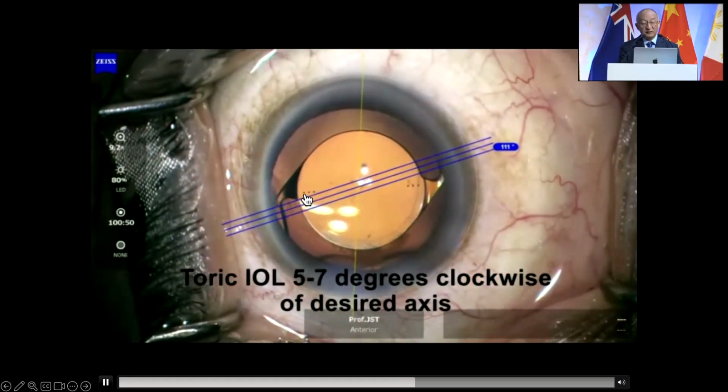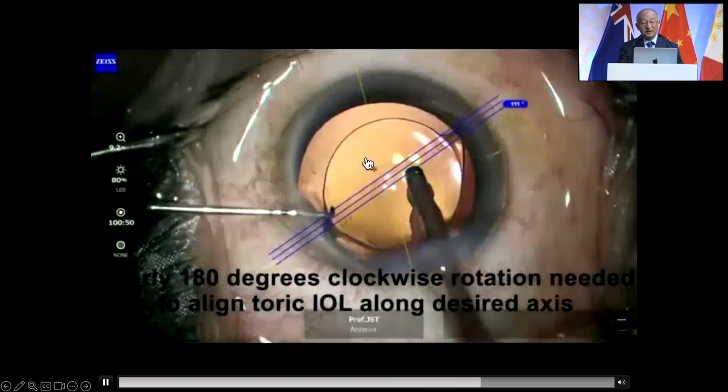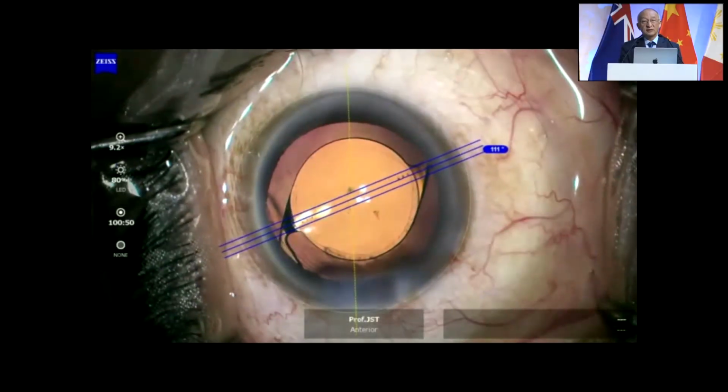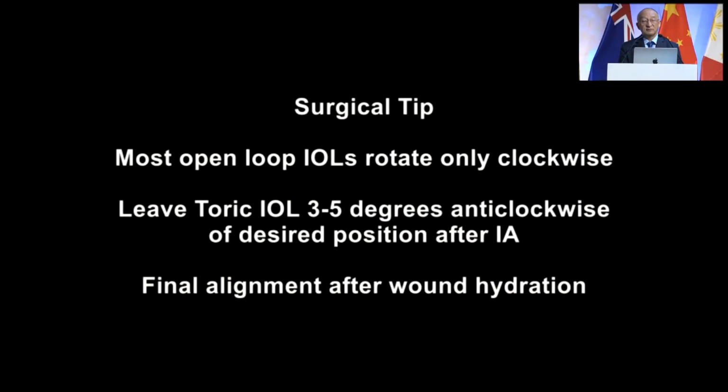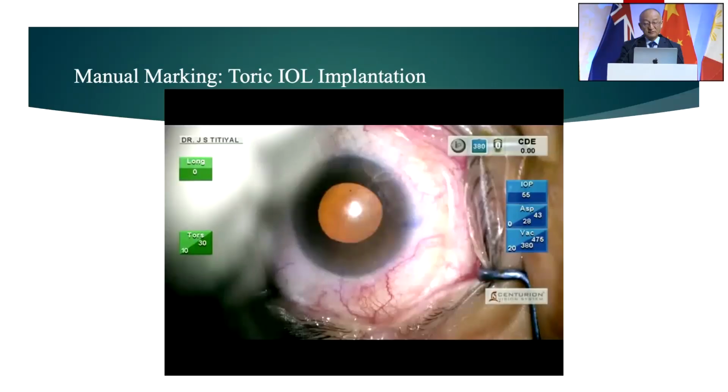You can see at least 7 degrees shift to clockwise. Now I'll have to rotate the lens entirely 180 degrees to come to that area also. So that is a small trick. Leave your lens a little anti-clockwise so that you have a chance to rotate if there's a shift happening in these cases also. That makes easy access to these cases also.